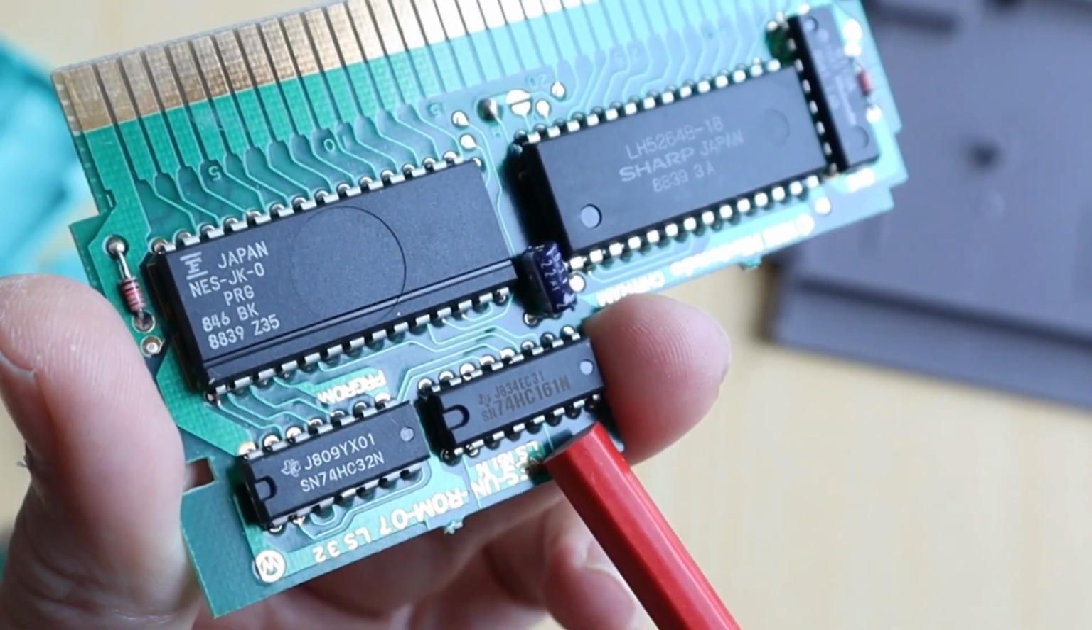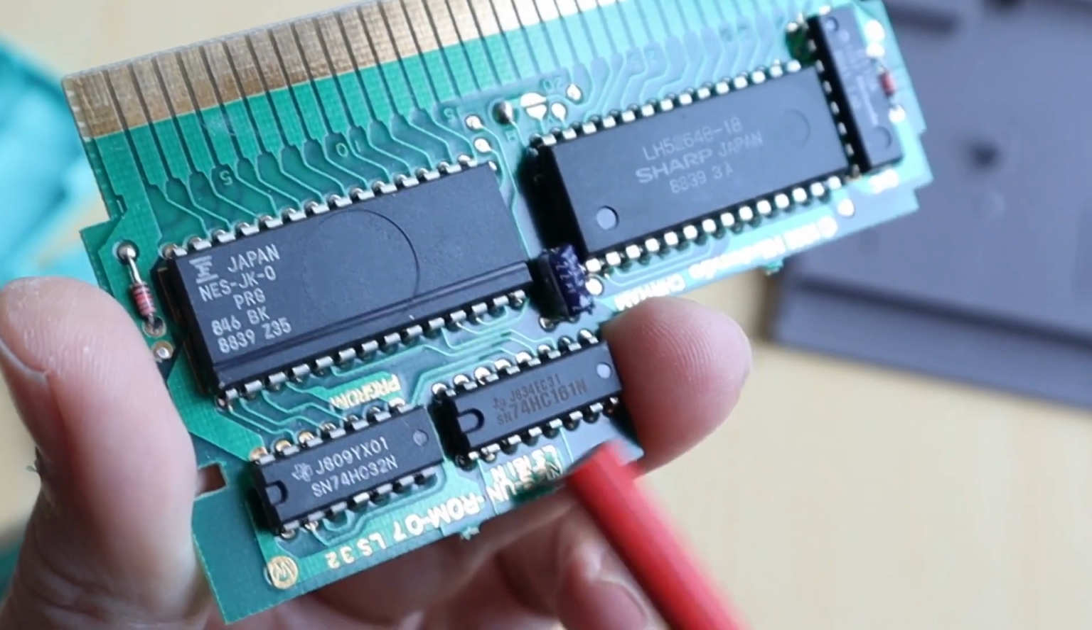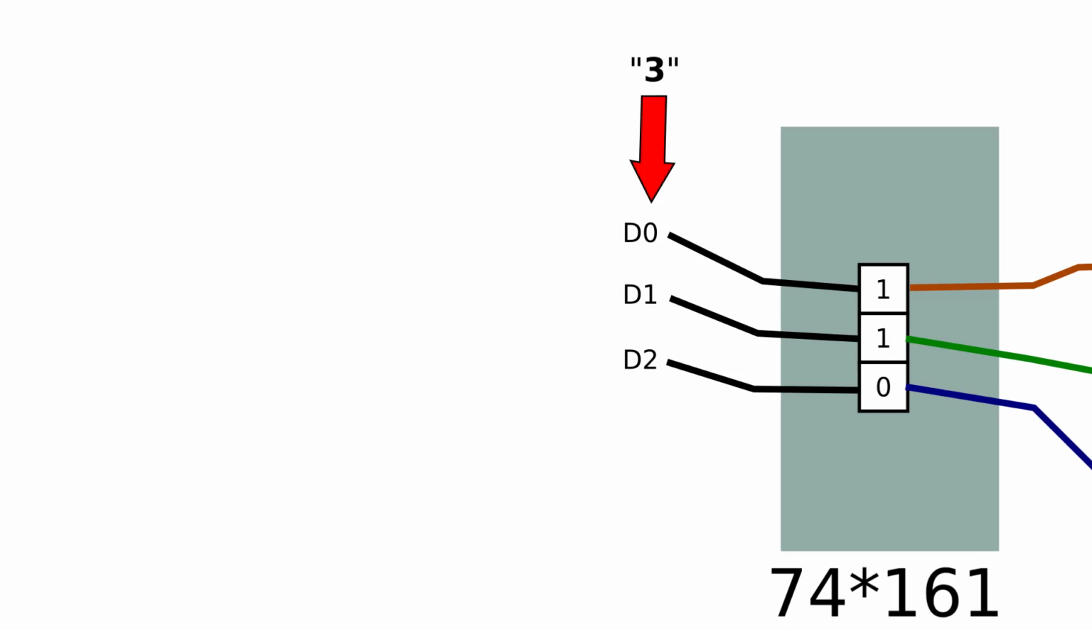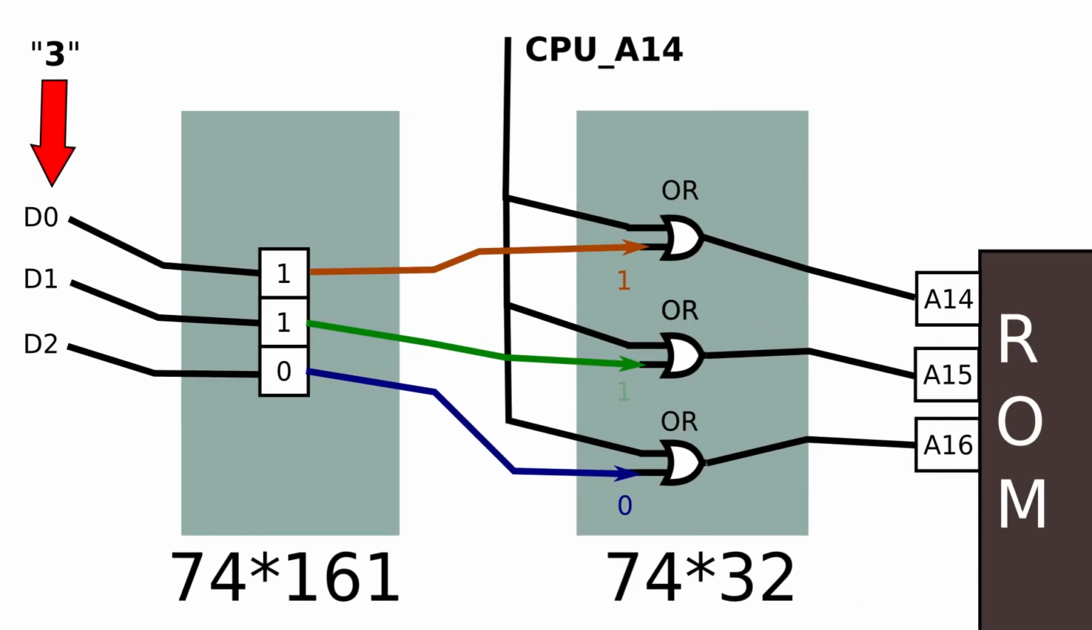This write actually triggers the 74161 chip, which stores this number you've tried to write to the ROM. Depending on what value you wrote, the 7432 will enable a particular address line on the ROM. So this way we can access all 128 kilobytes of it. The switching between banks is pretty quick. You can switch them in a single frame.